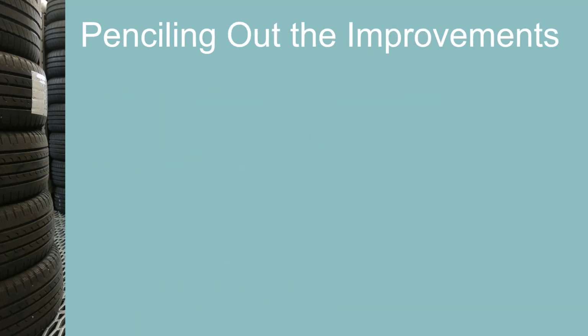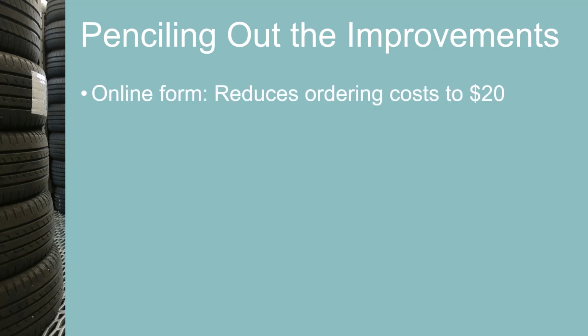In case you're wondering, I made the following changes to my pencil juggernaut. Instead of riding on horseback into the woods to place my order, I now just place it in an online form. This reduces ordering costs from $30 to $20. I sold the huge warehouse I owned. I now just keep the pencils in a box under my bed. This decreased holding costs to $10.